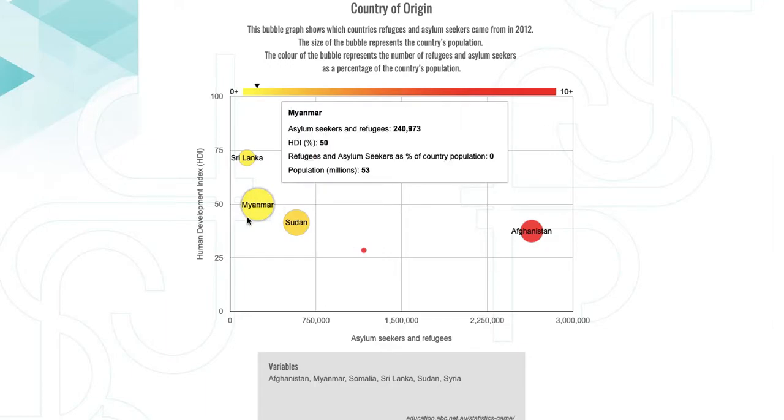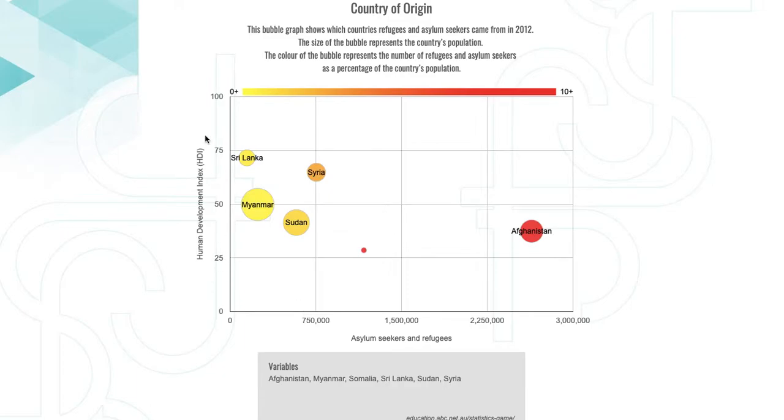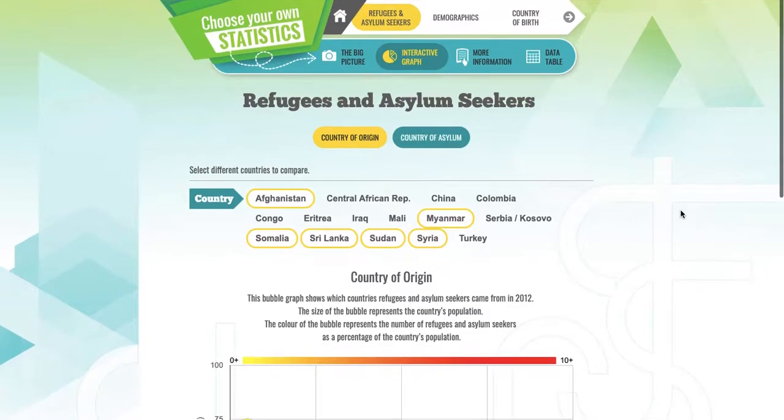Now the bubbles, they just show us which country the refugees have come from, but the size of them shows the population of that country. The colour shows the number of refugees and asylum seekers as a percentage of that population. And what we've got over here is what's called the Human Development Index. So that's used to rate a lot of things in that country, like how developed they are in comparison to others. All right, so this is a useful resource for your project as well.